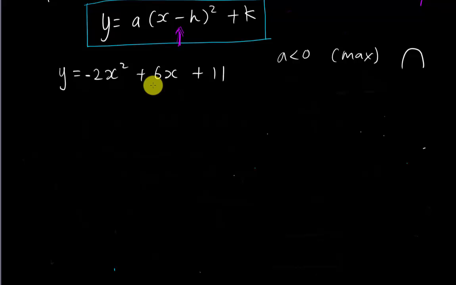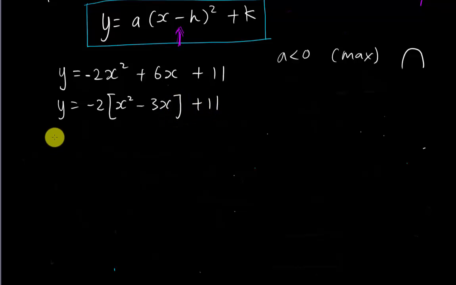Then I want to do completing the square. Whenever you do completing the square, you have to make sure the coefficient of x squared, meaning the number beside the x squared over here, is always positive 1. It cannot be negative 2. So what I will do is factorize out negative 2 from the first two terms only. When I factorize out the negative 2, I will get x squared, positive 1x squared, and then negative 3x, plus 11.